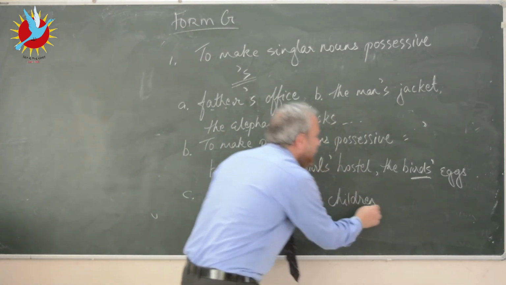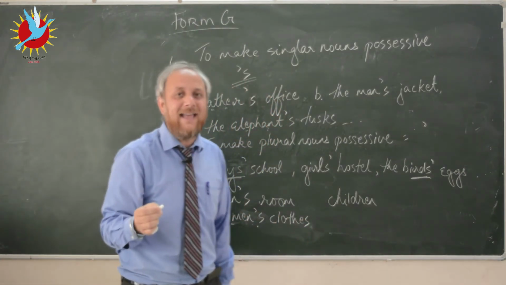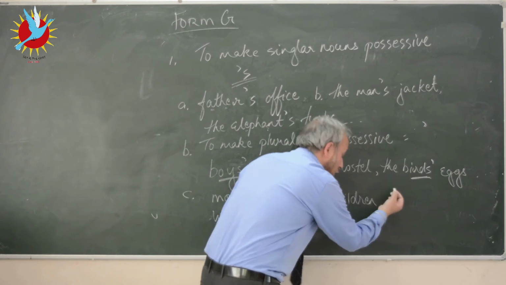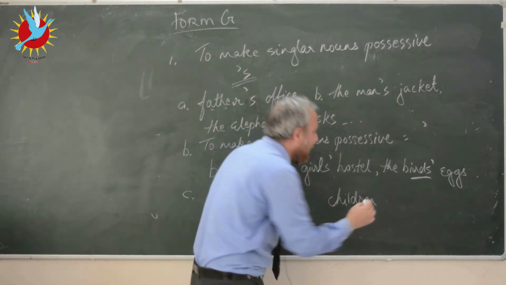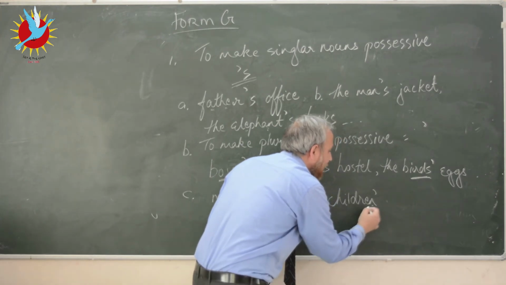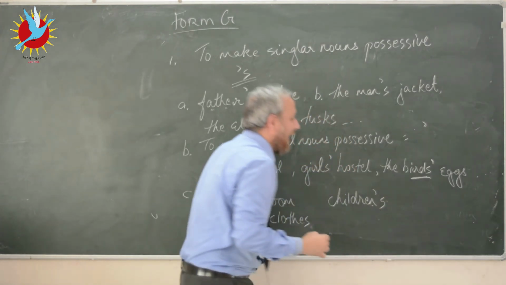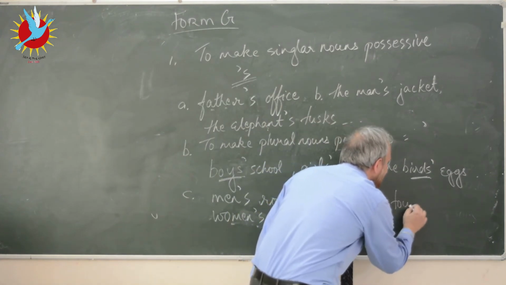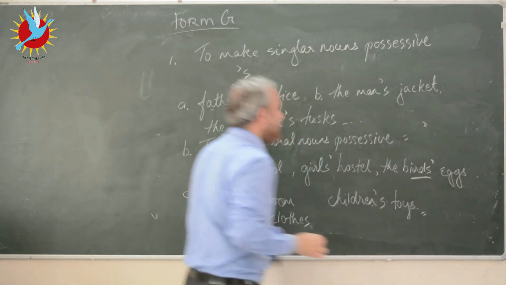Okay, let's say children, C-H-I-L-D-R-E-N. So this is another plural noun that does not end with S. Now how will I make it possessive? All that I have to do, kids, is simple: put the apostrophe after the last letter of the word and then add the letter S. So let's say children's toys. Okay? That's the way it works.